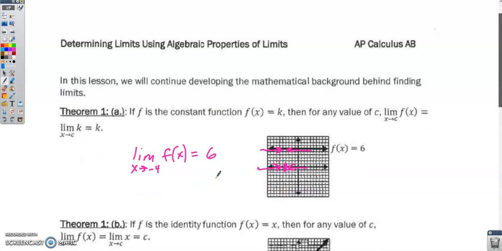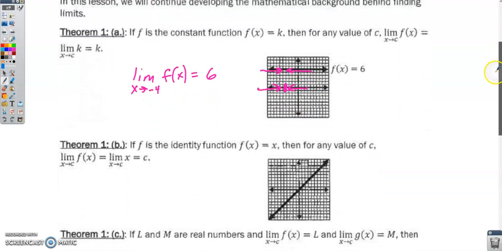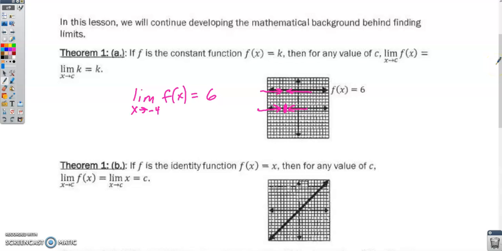All right, let's look at part B. If f is the identity function, f of x equals x, then for any value of c, the limit as x approaches c of f of x is equal to the limit as x approaches c of x, which is equal to c.